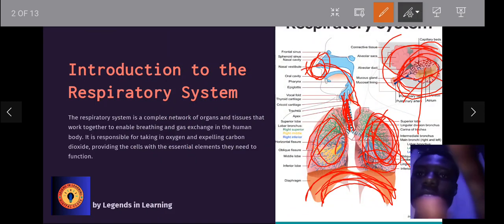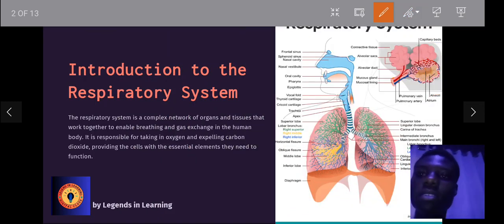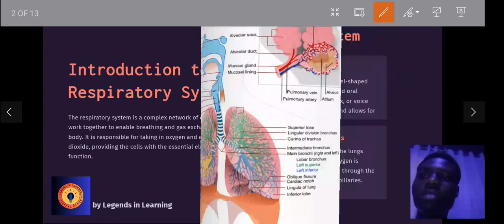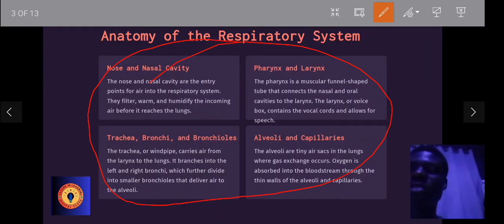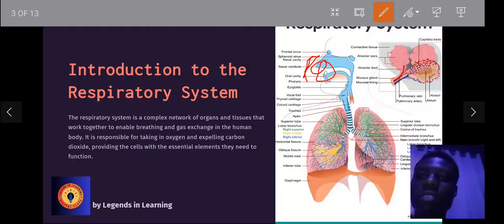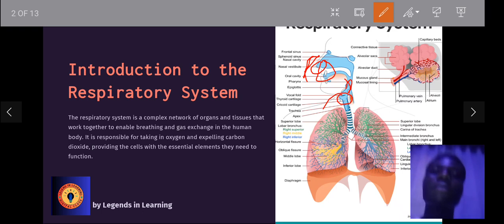When we look at the diagram here, let me clean everything so we can see. Starting here is the nose, that is the outer part, and the nasal cavity is the inner part of the respiratory system. Then coming down, we have the pharynx and the larynx, or the voice box, which has the vocal cords, which makes us speak.